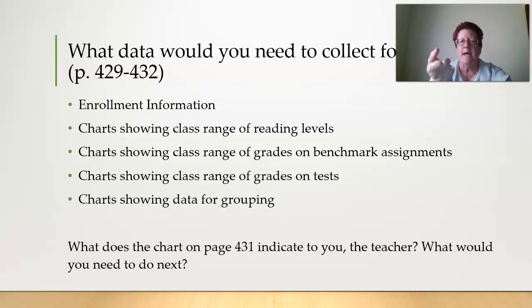So when you're thinking about data that you would need to collect for a class, on pages 429 through 432 in your textbook, enrollment information about that child might be important, particularly if it's an ELL child. You need to know what the home language is, what's being spoken in the home. If the child has any English at all, you need to know that. If they don't have any English, you need to know that as well. So those kinds of data are helpful.